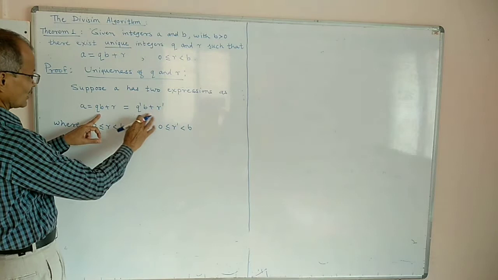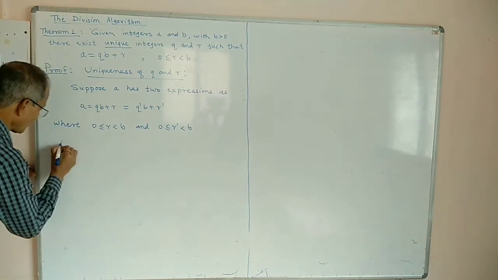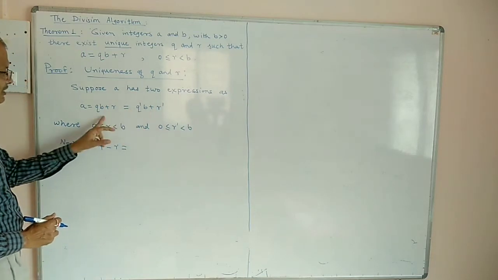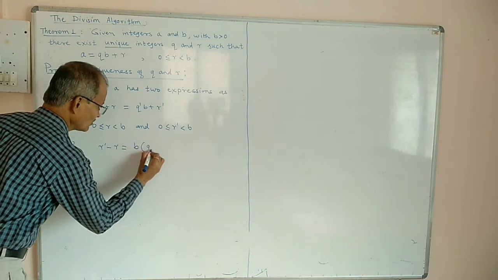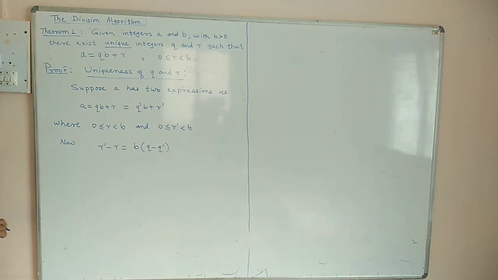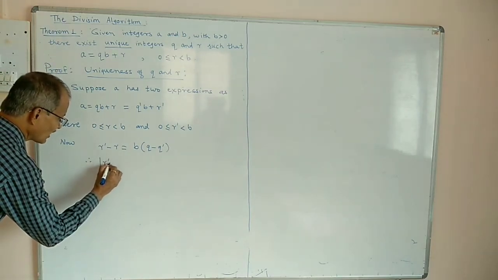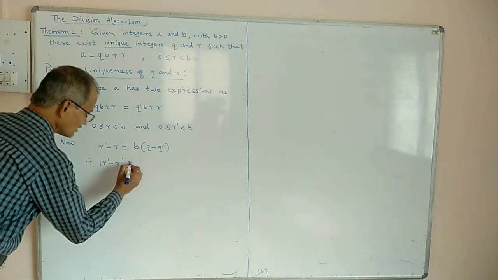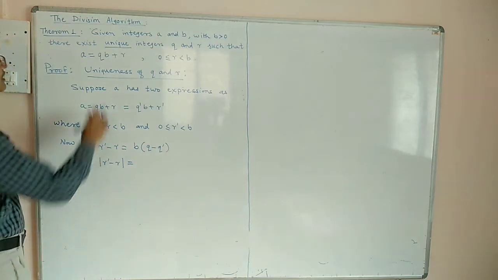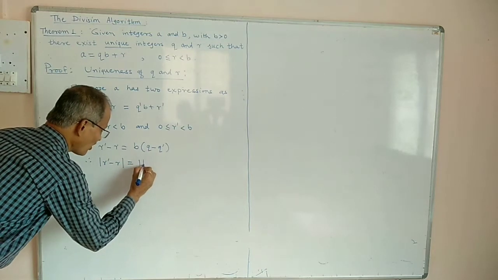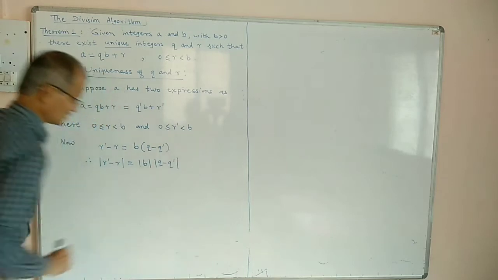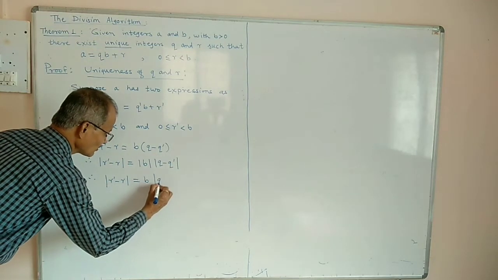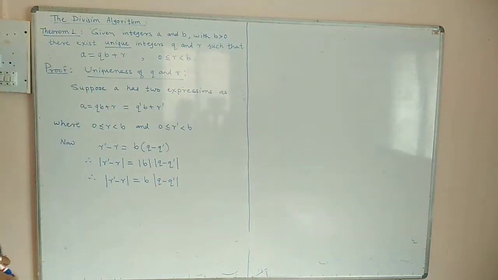Now from this equation we shall consider r dash minus r. r dash minus r is equal to, take this r on that side and q dash b on this side, and b is common, so b into bracket q minus q dash. If you take the absolute value of this, therefore mod of r dash minus r is equal to mod b into mod q minus q dash. But we know that mod b is same as b because b is greater than 0. So therefore mod of r dash minus r is equal to b into mod q minus q dash. So this is the relation we have.